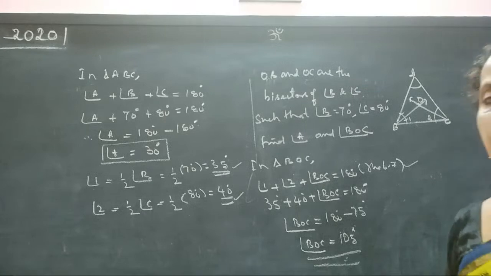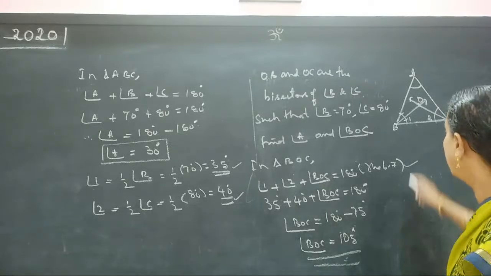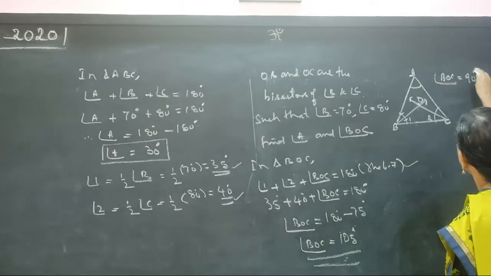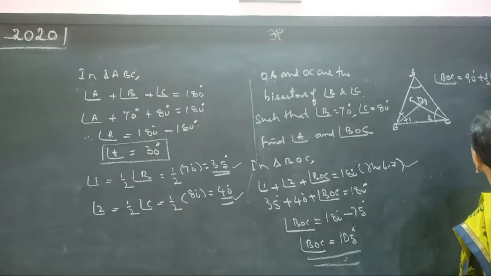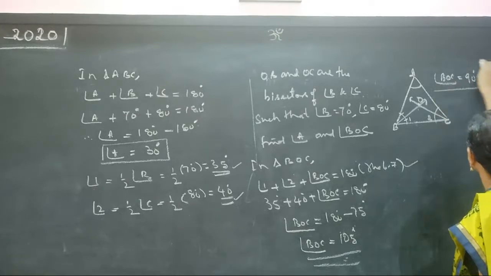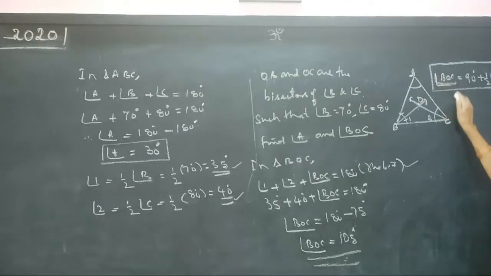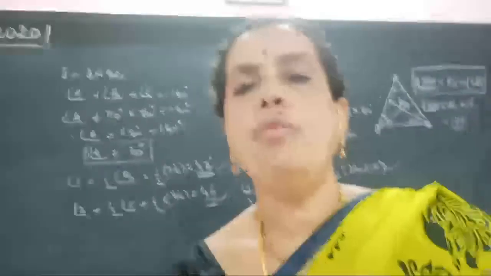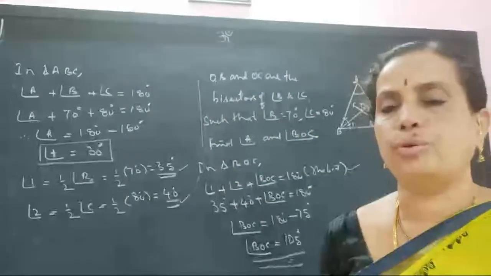So here we have the relation, that is angle BOC equals 90 degree plus half of angle A. I will show you how this relation comes about. Angle BOC is 90 degree plus half of angle A. What is angle A? 30 degree. So half of 30 degree is 15 degree. It is 105 degree. For MCQ you can use this relation. Okay. How this relation is satisfied, I am going to show now.